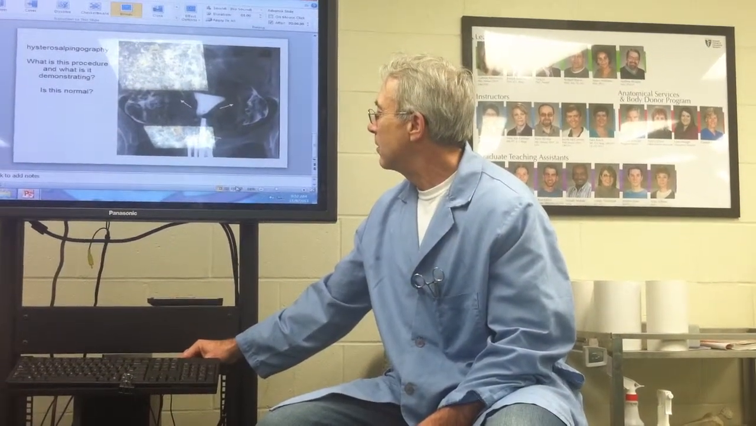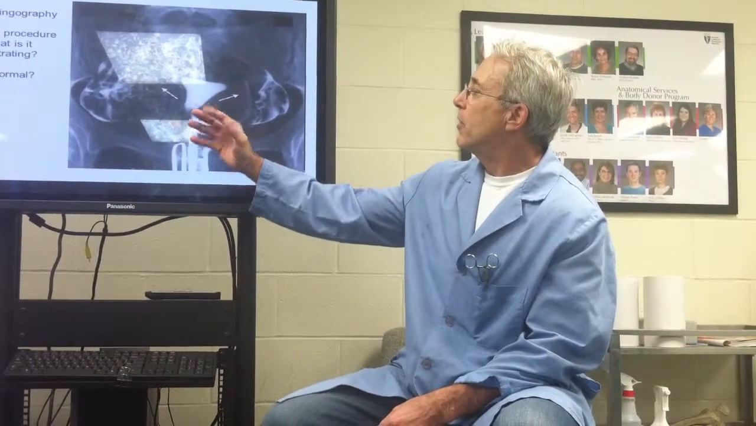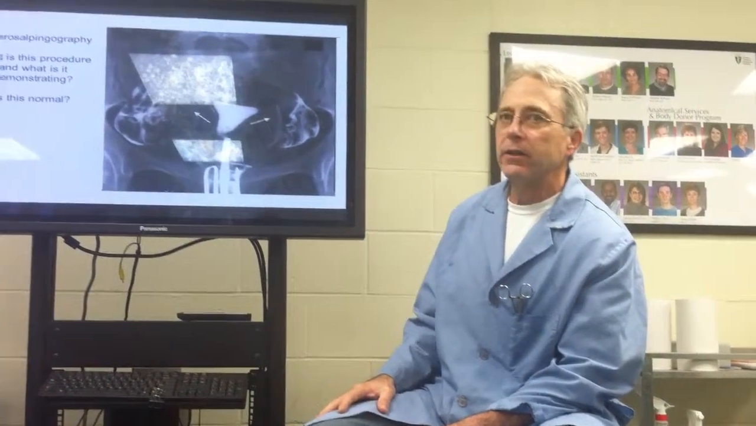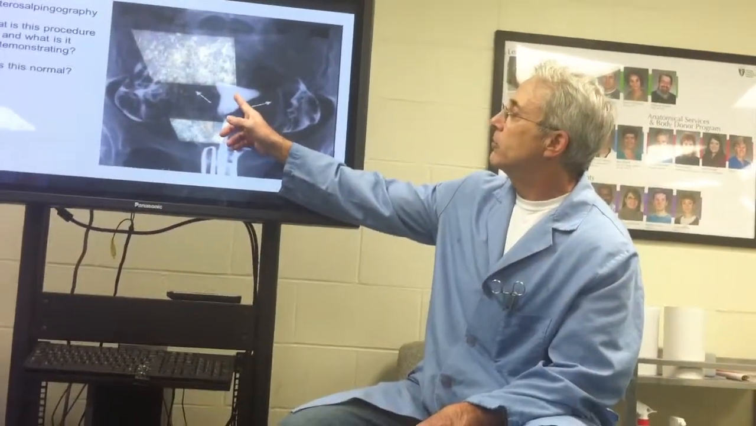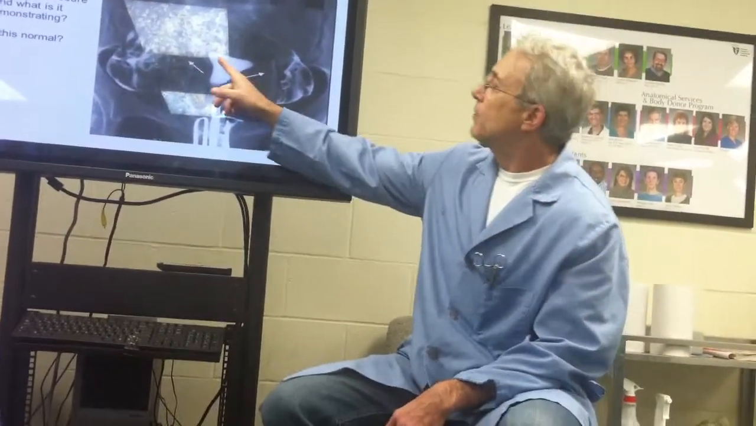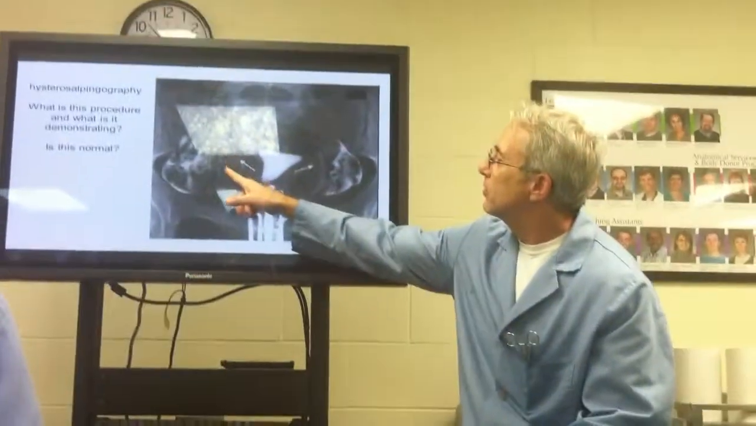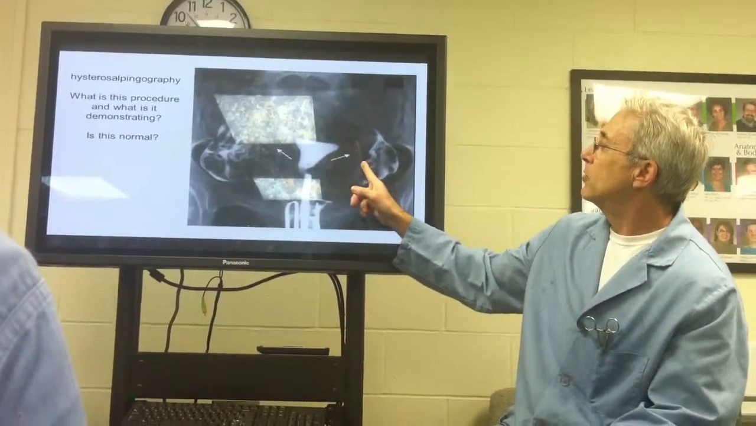Hysterosalpingography. There was a picture in here, this photograph. Okay, this is actually a radiologic procedure. Go into the vaginal area and inject radiopaque dye and then trace it with imaging. So that's the uterus. And you can see these little kind of strings coming off of that. That's the fallopian tube.